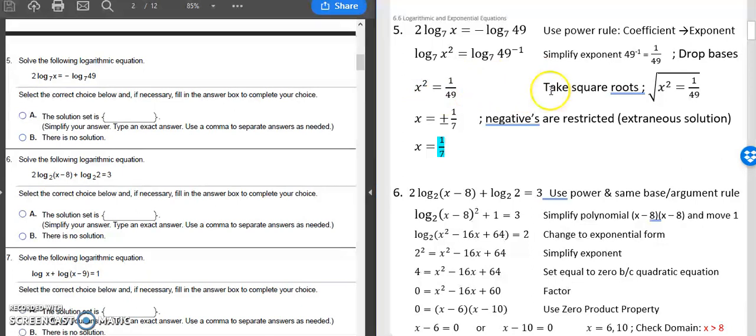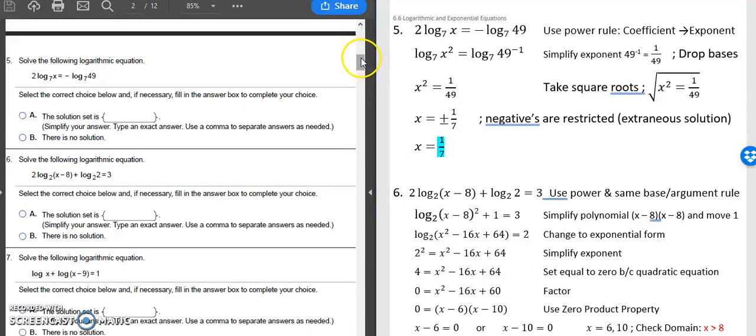We want to take the square roots of both sides, so we end up with x equals positive or negative 1 over 7. Remember now, negatives are going to be restricted from our original problem. You can't have a negative here as your argument. Remember, your argument has to be greater than 0. So we throw away the negative 1/7. Our final answer is x equals positive 1 over 7.